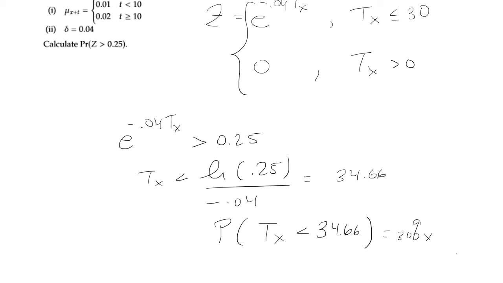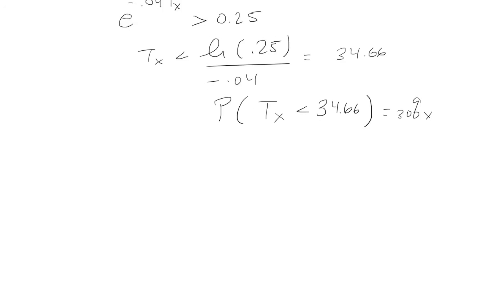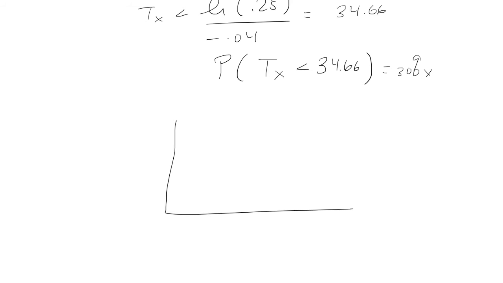Okay, so let's look at a graph just so we're clear what's happening. So let's say this is my present value, so this is Z, and this is time till death. We're looking for the probability that Z is greater than 0.25, but we found that for values 34.66 and to the left, it's always greater than 0.25.